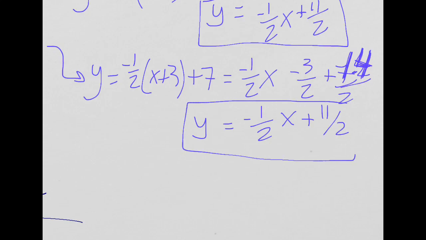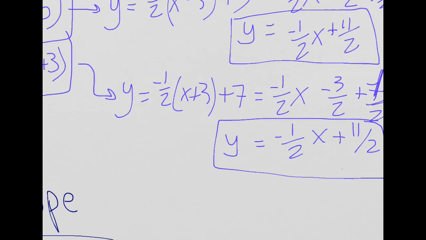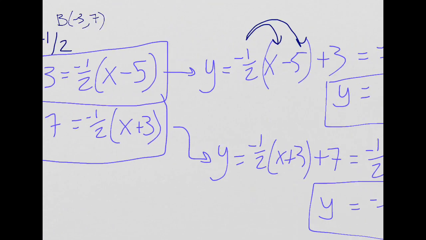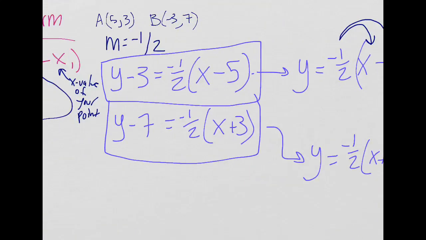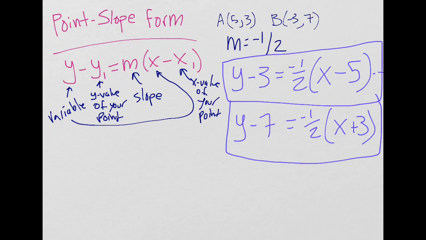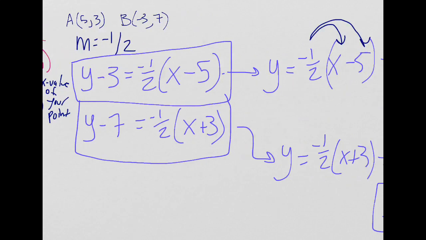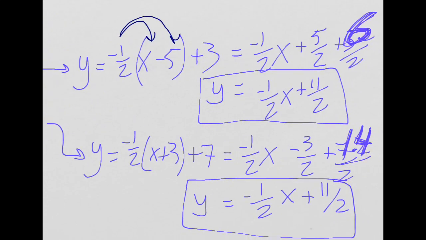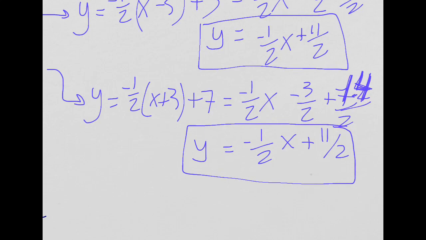And it absolutely does not matter which point you use, you end up with the same equations, even though they look different in point-slope form. So we started off by finding the slope between 2 points, and then we wrote the equation in point-slope form, and then we took that point-slope form and wrote the equation in slope-intercept form.